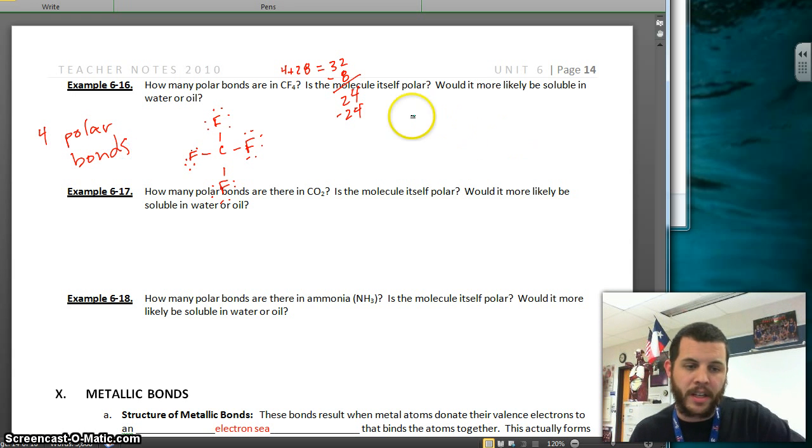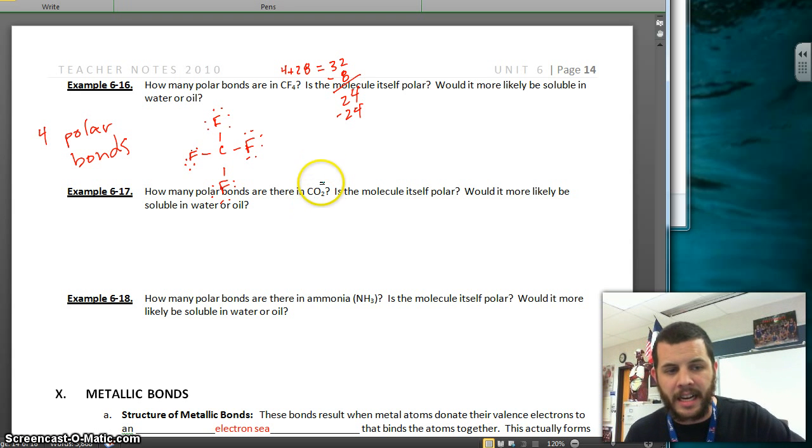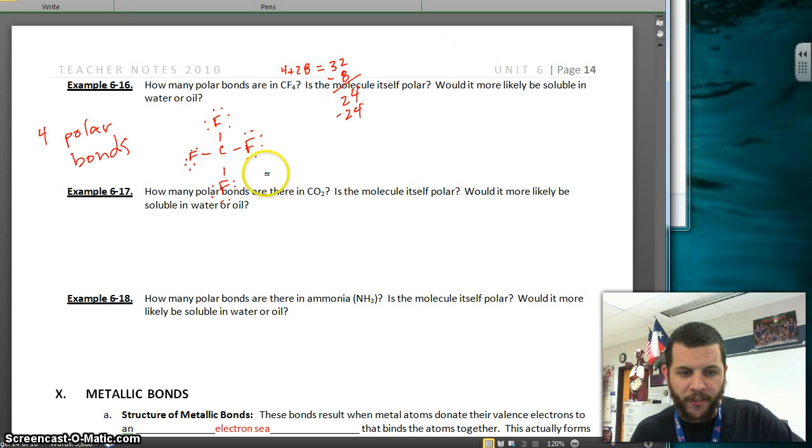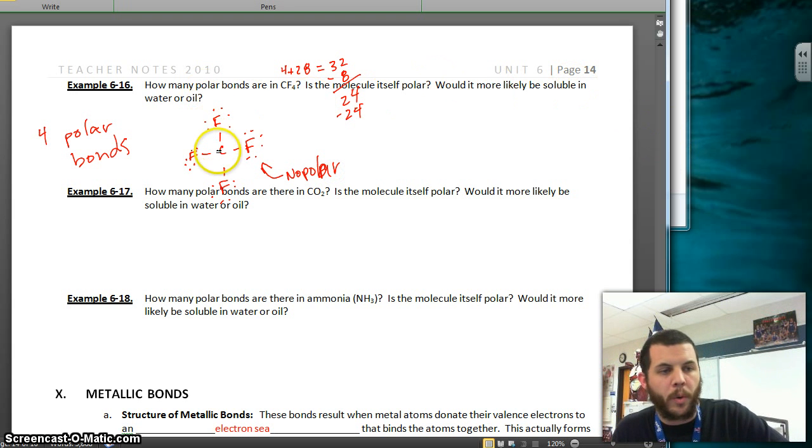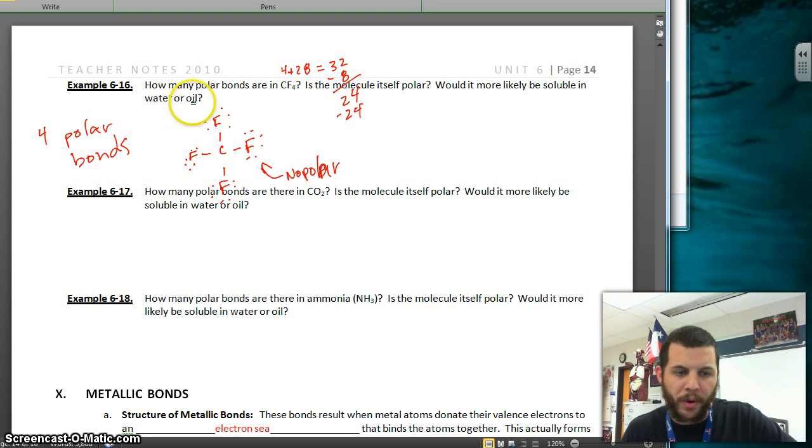Is the molecule itself polar? Well, I'm going to look around my central atom. I'm going to see, is everything the exact same, or is there anything different? Fluorine, fluorine, fluorine, fluorine. It's all the exact same, so the molecule itself is nonpolar. Now, the question is, would it be more likely to dissolve in water or oil? Well, I know that water's polar and oil is nonpolar. So since this is a nonpolar solute, it's going to dissolve into a nonpolar solvent. So it's going to dissolve in oil.